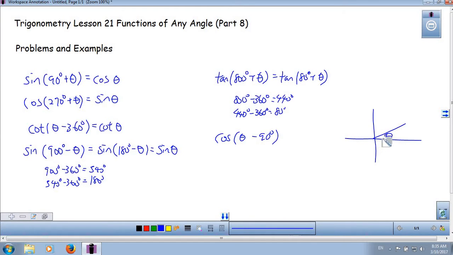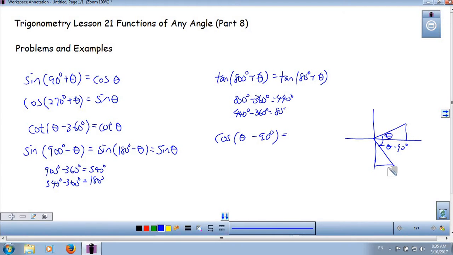If this is theta, and you subtract 90 degrees, that means you're going to go right here. This will be theta minus 90 degrees. As you can see clearly, the x value and the y value will switch again, so you will have to deal with the cofunction. The original x becomes the negative y here, and the original y becomes the positive x.